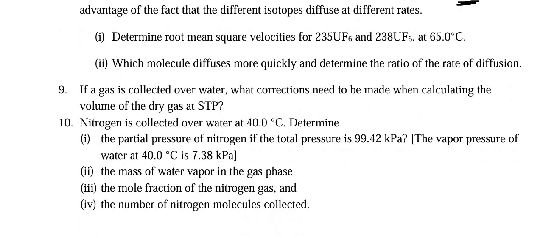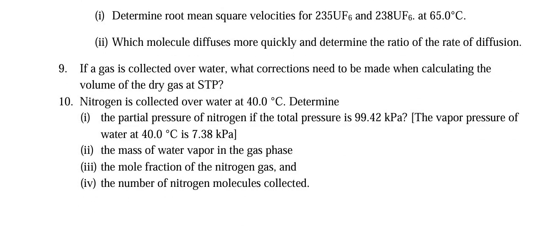Then your number nine, they are saying if a gas is collected over water, what corrections need to be made when collecting the volume of the dry gas at STP? What corrections do we need to make? Does the question make sense to you? This is about the questions that we talked about when getting water, how we must do the one for density, the one for mass over molar mass.